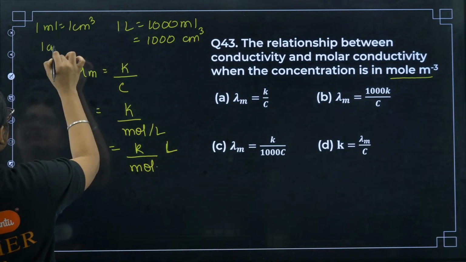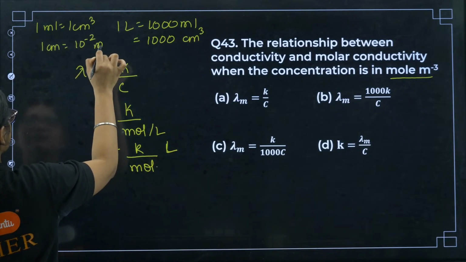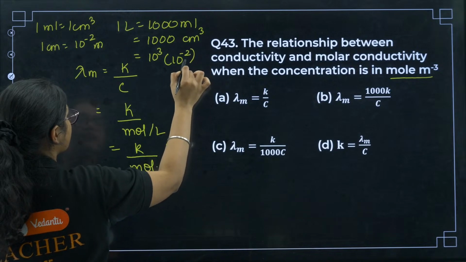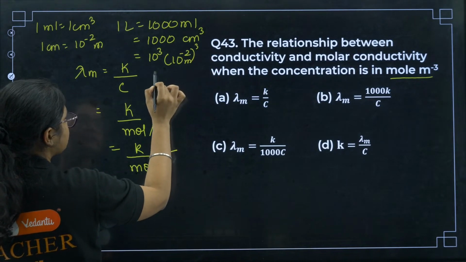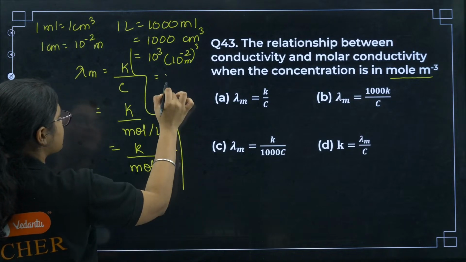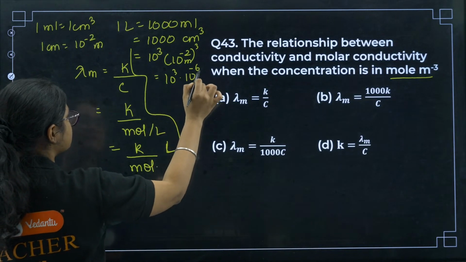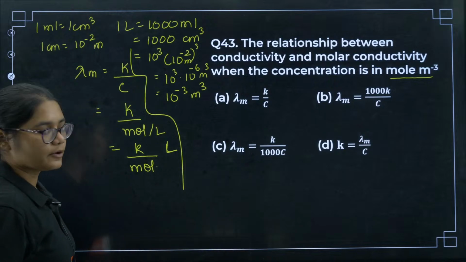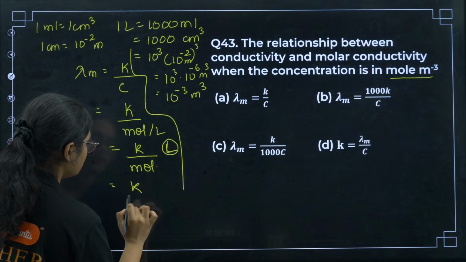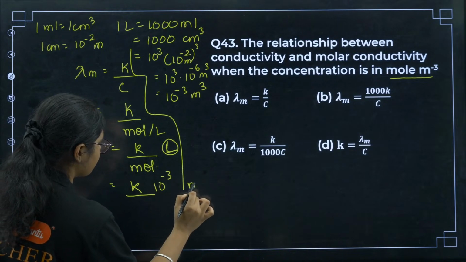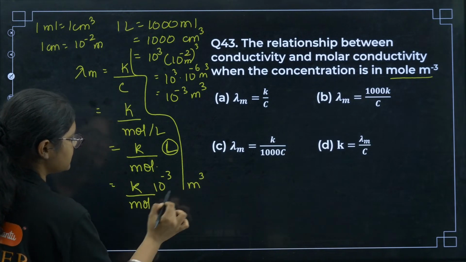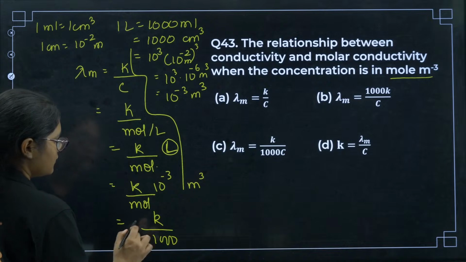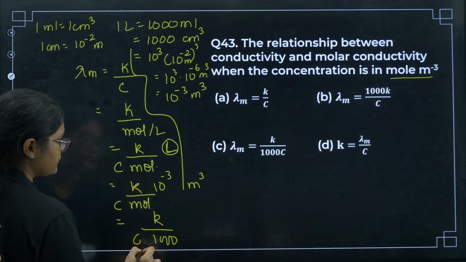Now I know that 1 centimeter is equal to 10 to the power of minus 2 meter. So I can write 10 to the power of 3, and for this centimeter I write (10 to the power of minus 2 meter) cube. So this is 10 to the power of 3 times 10 to the power of minus 6 meter cube, so it becomes 10 to the power of minus 3 meter cube. So I can put here kappa by 10 to the power of minus 3 meter cube moles. Concentration is in moles per meter cube, so that can be written as kappa by 1000.